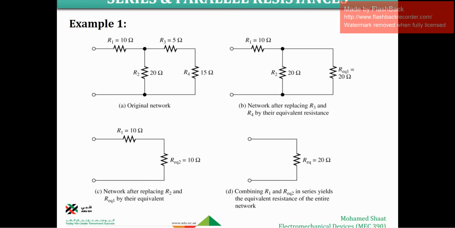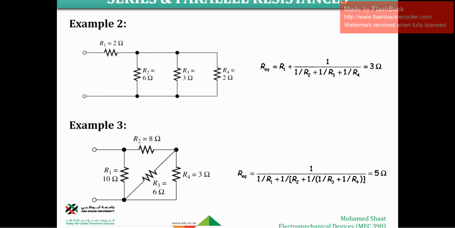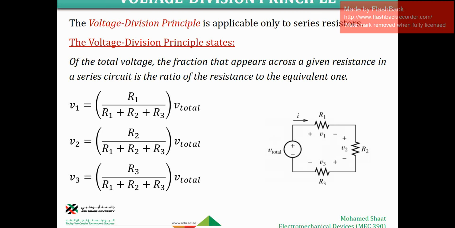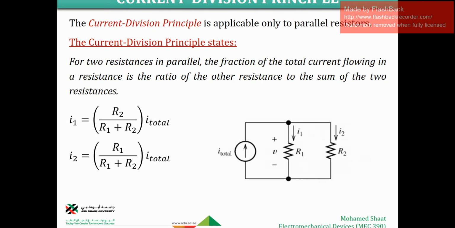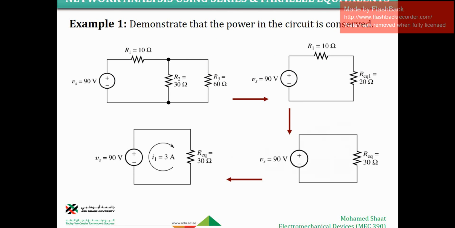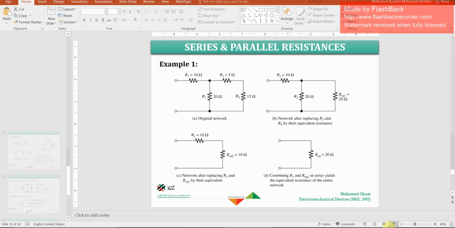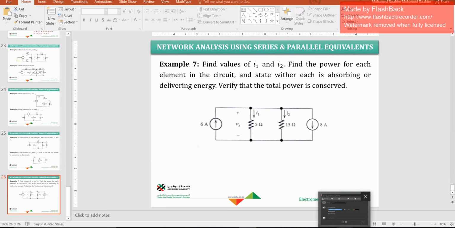So what we're going to do today: first, I'm going to start with some examples of how we can calculate the equivalent resistance. Then we're going to discuss two new topics, the voltage division principle and the current division principle, and how we can use them for doing analysis of resistive circuits using the equivalent resistance method, and we're going to consider examples. The rest of the lecture is going to be more demonstration by solving these examples. So let us go ahead and start with these examples here.